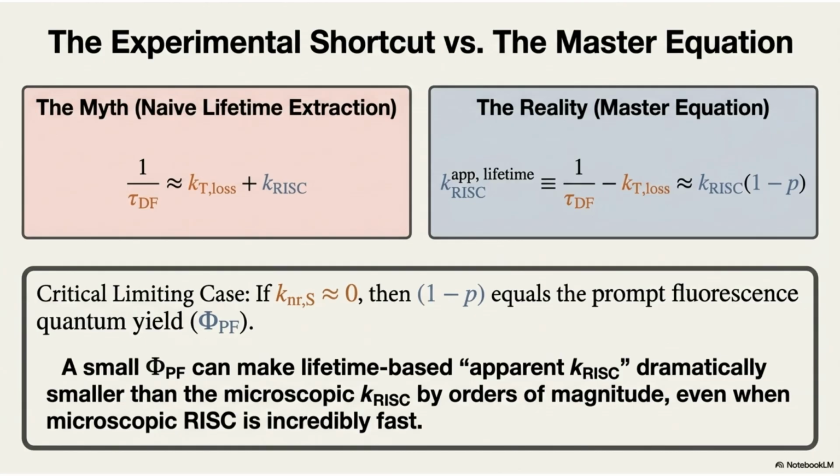Comparing the naive lifetime extraction with the master equation shows the critical difference. A small prompt fluorescence quantum yield can make the lifetime-based apparent K-RISC dramatically smaller than the microscopic K-RISC.